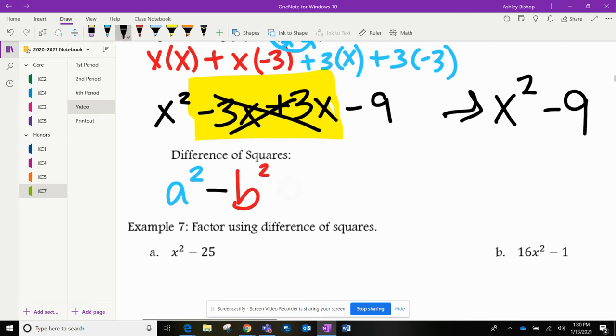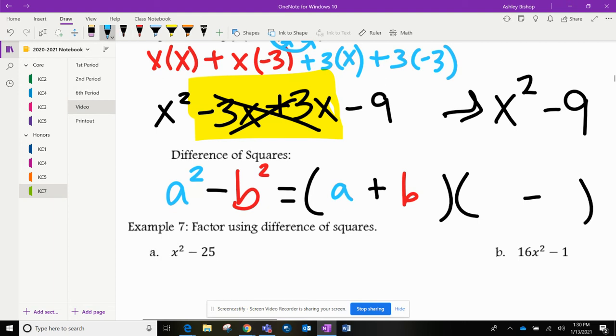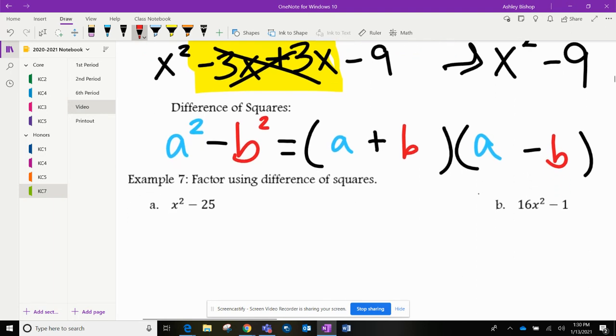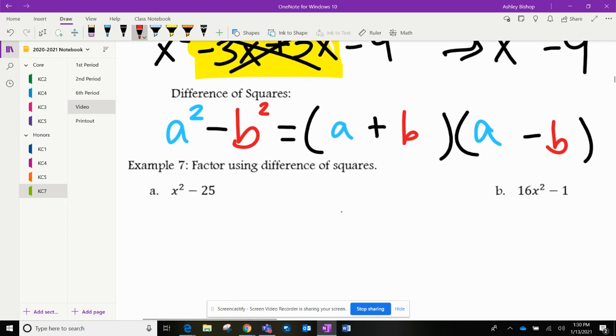When we have something that looks like that, the way we factor it is going to equal a plus b and a minus b. So when I have a number that's squared subtracted by another term that's squared, I can factor it by taking the square root of each one and adding and subtracting them together. If you're super confused, that is fine. Watch this example. All right, so I'm doing my Go Formative.